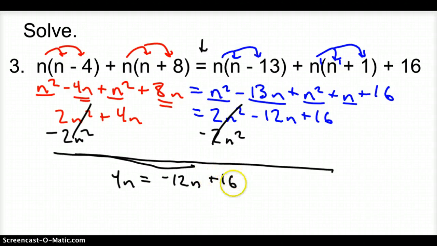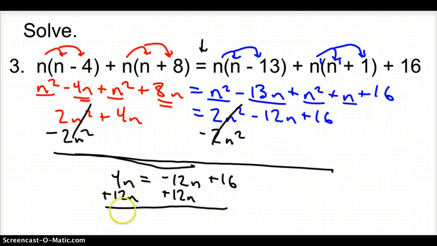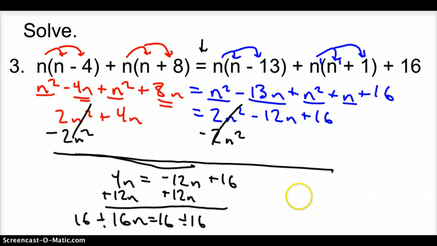Now since my number is over here and my variable is right here, I'm going to move this 12n over to this side just so I don't have to move things twice. So I'm going to add 12n here, and I'm going to add 12n there to get 16n equals 16, and then you can do your most fun part by dividing both sides by 16 because we are undoing multiplication to get n equals final answer of 1.